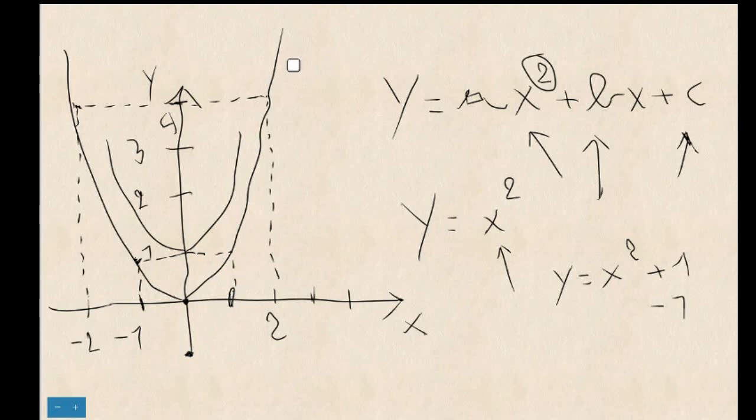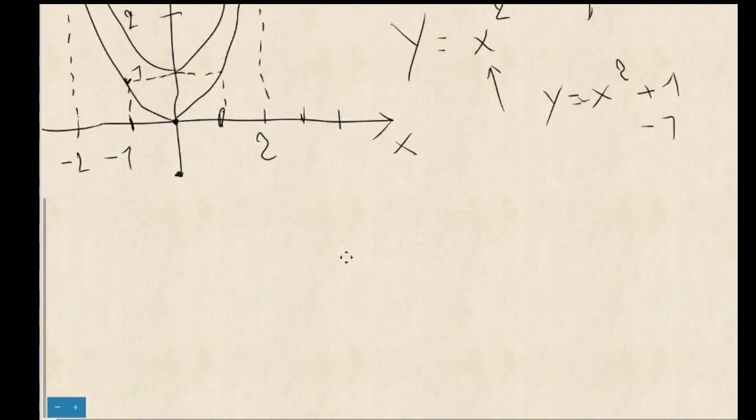So another parameter you can play with is parameter a in front of the x squared. So what happens when a, for example, is, let's make the following example.